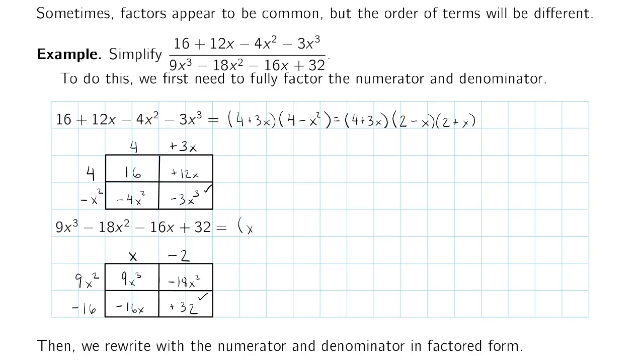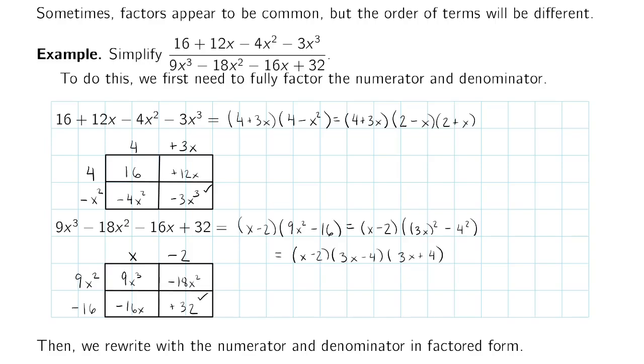So I have an x minus 2, and then a 9x squared minus 16. First factor is linear, so it's prime. Second factor looks like a difference of squares, right? I've got x minus 2 times 3x all squared minus 4 squared. So I end up with x minus 2 times 3x minus 4 times 3x plus 4.